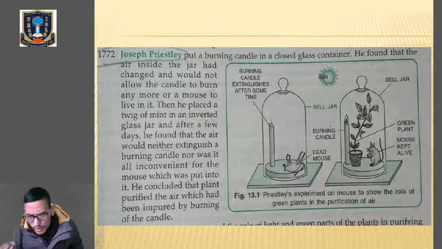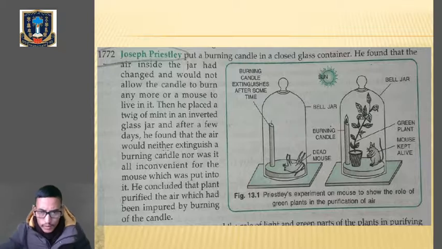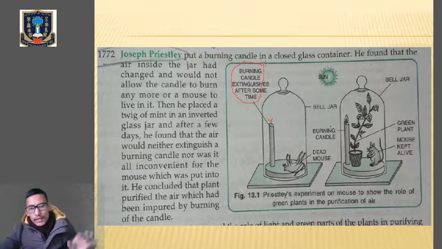So Joseph Priestley put a burning candle in a closed glass container. You can see it in the figure, figure 14.1. This is the burning candle in a glass container. Now he found that the air inside the jar had changed and would not allow the candle to burn anymore, or a mouse to live in it.